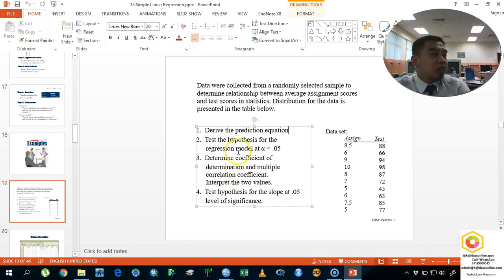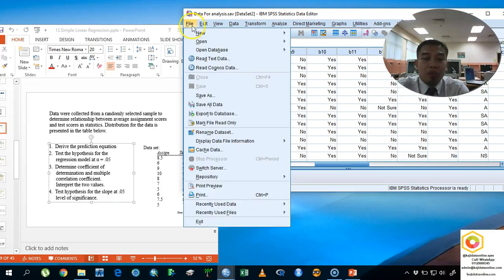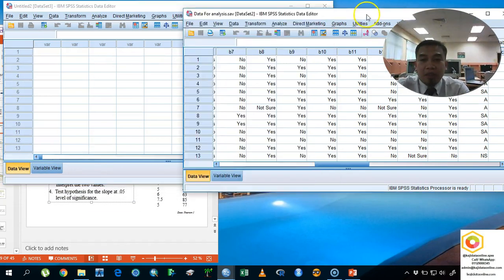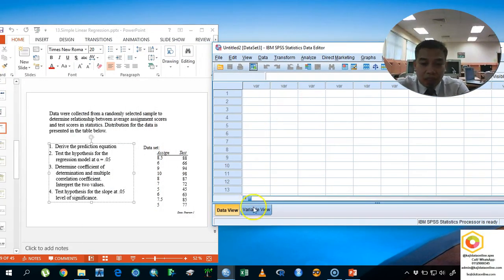And then the last one but not least is actually to test the hypothesis for the slope. So we got several indicators that we need to settle down with this kind of analysis of data. Okay, the first one, you need to set your data first. So go to your SPSS and open your new file data set, and then make it blank like this, and then we are going to key in our data. We key in together. Can we do that? Okay, let us do together.